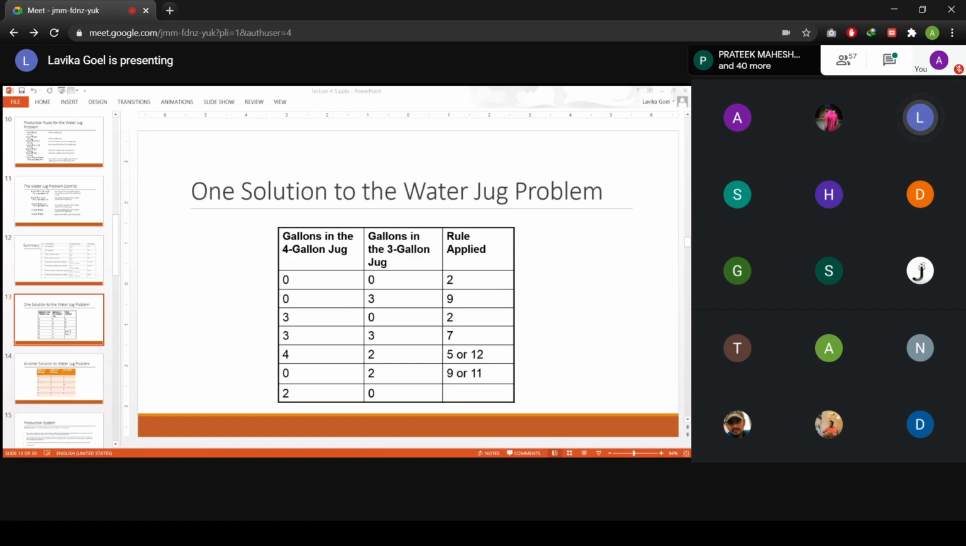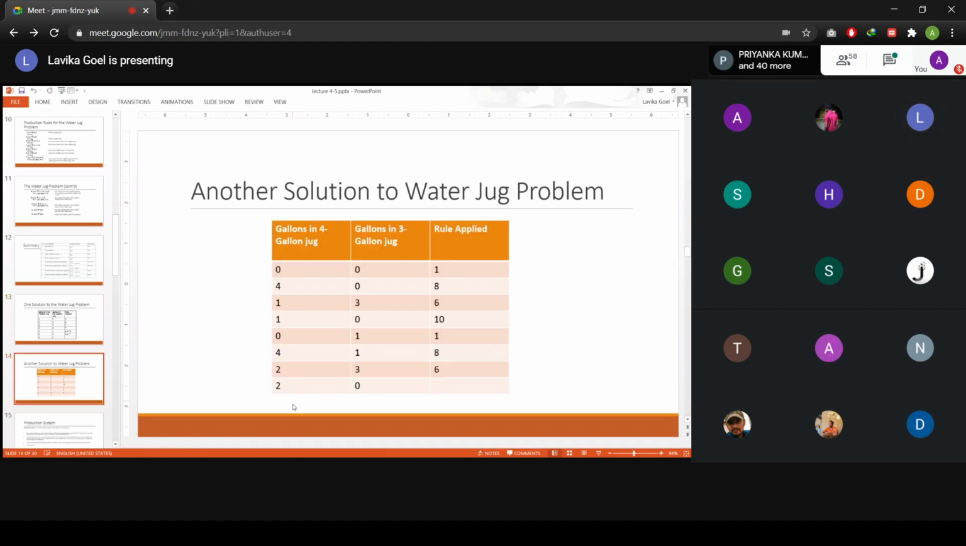So that solution is correct. Let's see this solution. So see here, students, this is the second solution to the water jug problem. Here you start by filling the 4-gallon jug first. So here you are filling the 4-gallon jug.